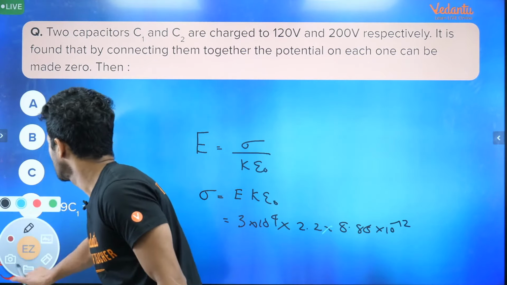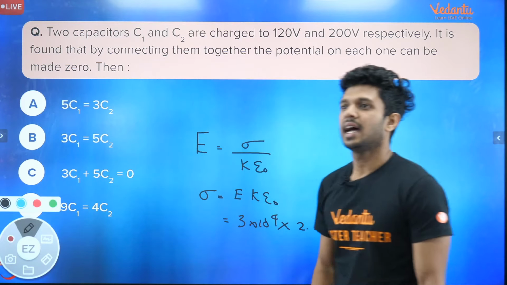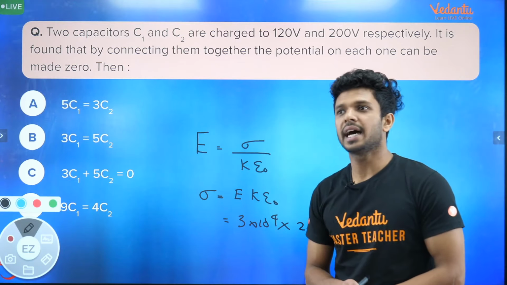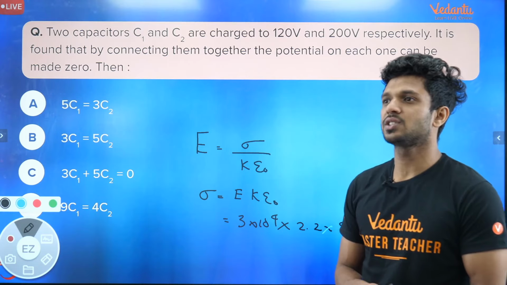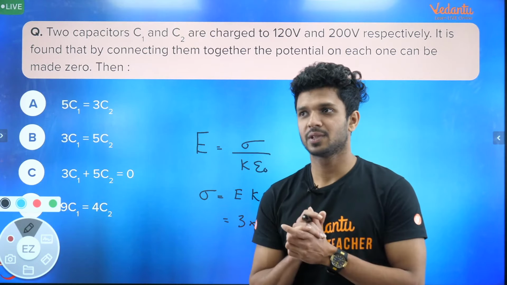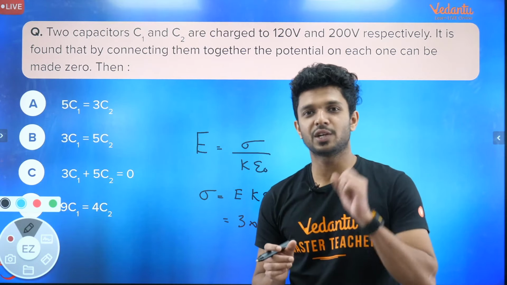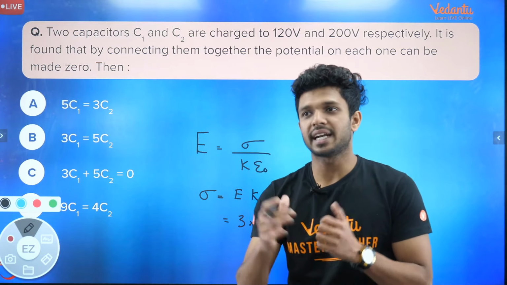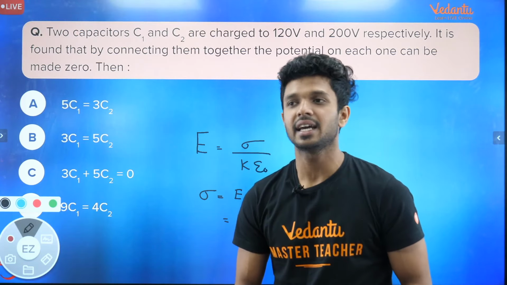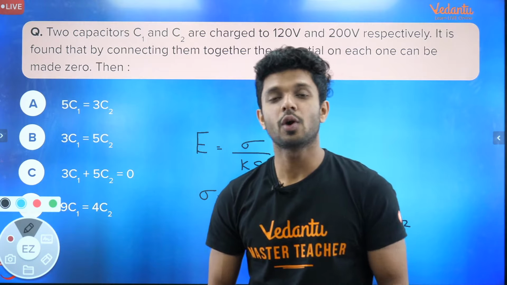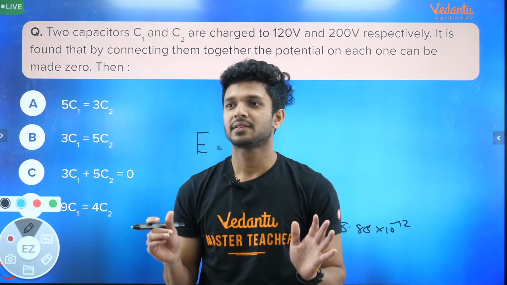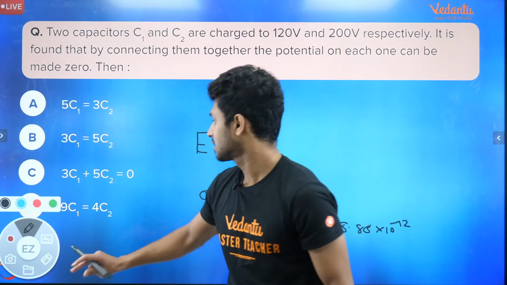Two capacitors, C1 and C2, are charged to 120 volt and 200 volt respectively. It is found that by connecting them together, the potential on each can be made 0. So what is happening? You have two capacitors, one charged with a potential of 120, the other having 200. They are both connected. If two capacitors are connected just like that, what kind of connection will you have? What kind of connection is possible if two capacitors are connected by using a wire?